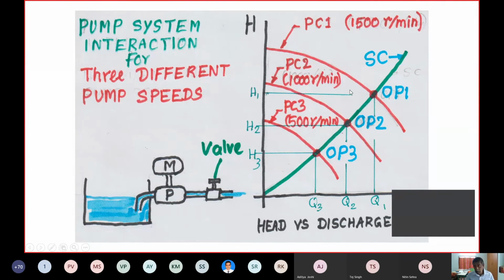Now you have the intersection points. The first operating point 1 will give you a head of H1 and a discharge Q1. The second one, you will get a reduced discharge and a reduced head. The third one, you will get further reduced discharge and a reduced head.